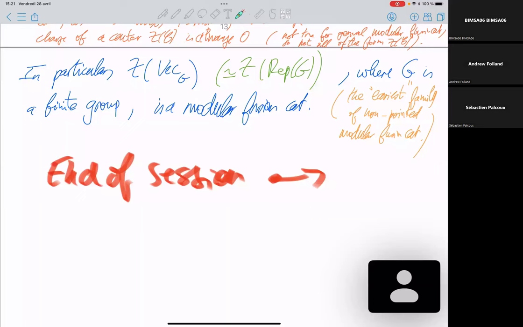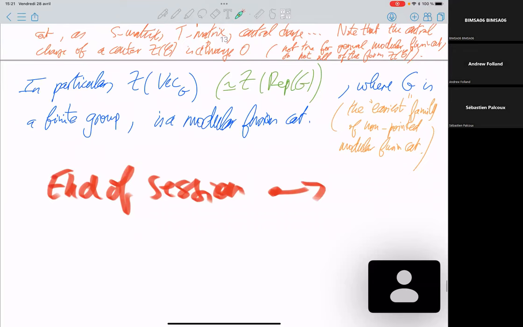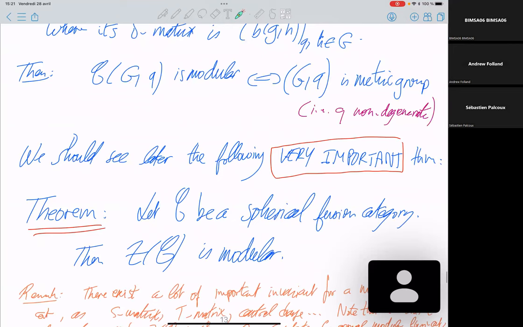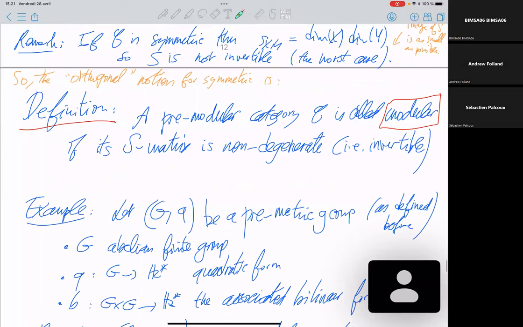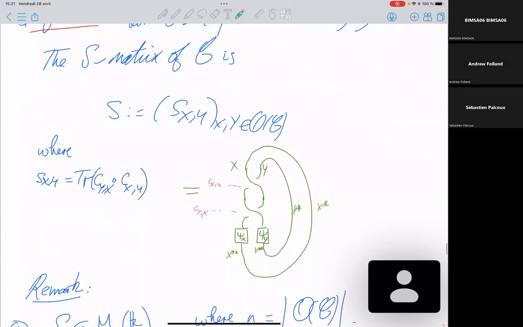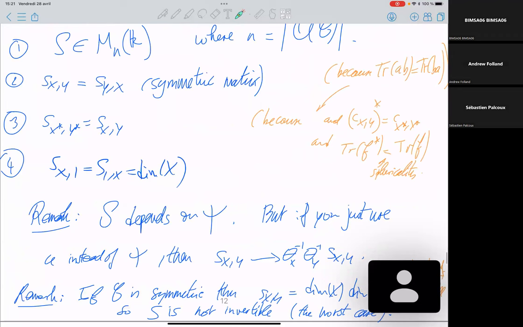Okay, so yesterday we talked about a very important notion called a modular fusion category. We talked about S matrices of a premodular fusion category, and a modular fusion category is a premodular fusion category where the S matrix is invertible.